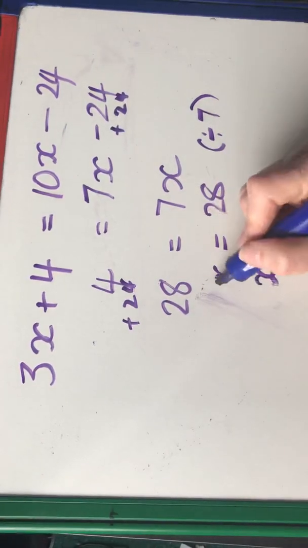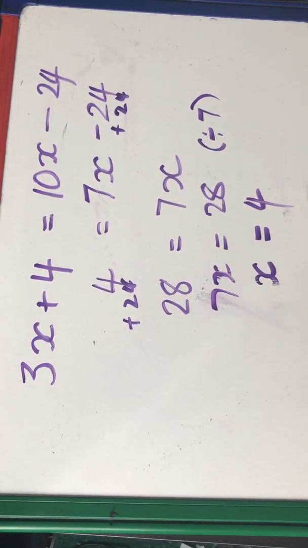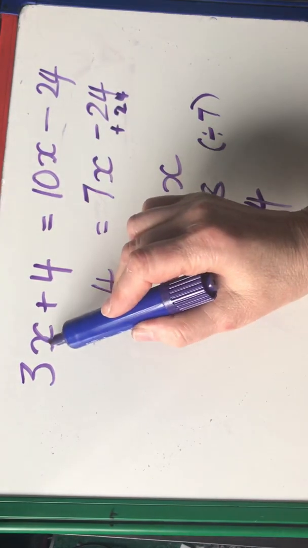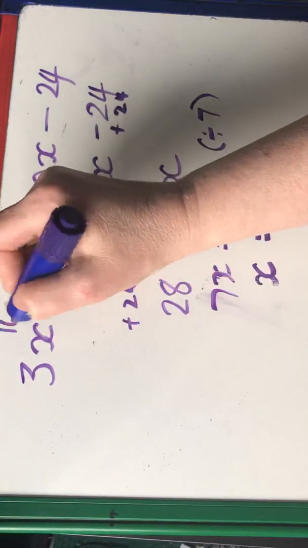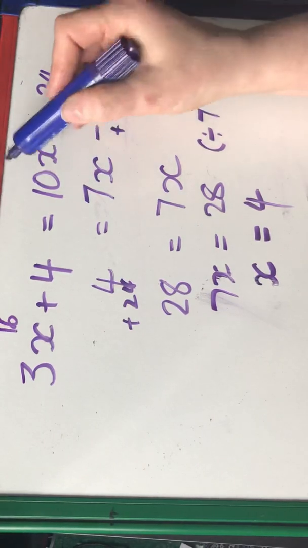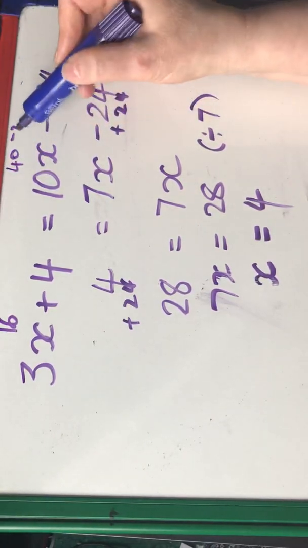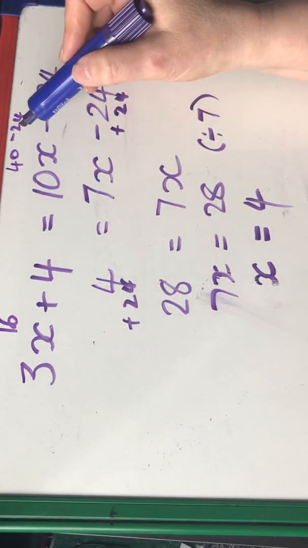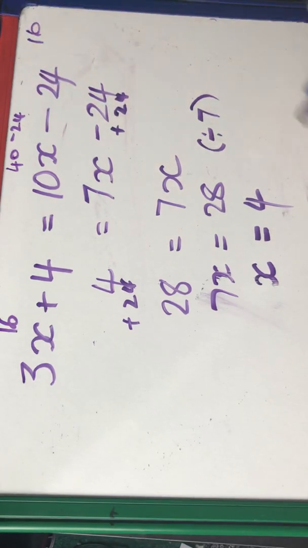It's just 7x equals 28. So x equals 4. And I've got to check. 3 times 4 is 12. 12 plus 4 is 16. 10 times 4 is 40. 40 take away 24, take away 20 is 20. Take away 4 is 16. So they balance. I'm going to get a nice tick.